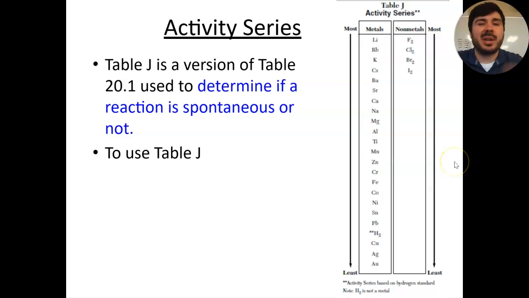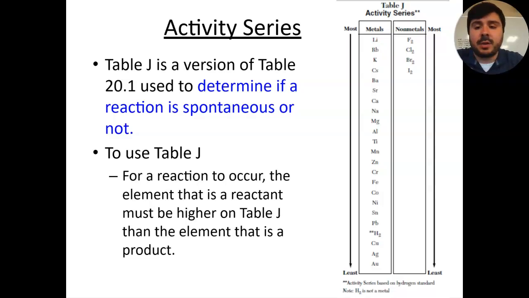Now, how do we use table J? It's very, very easy. We'll do a couple examples of this when I see you guys in class next. But how to use table J? Again, very, very simple. For a reaction to occur, the element that is a reactant must be higher on table J than the element that is a product.